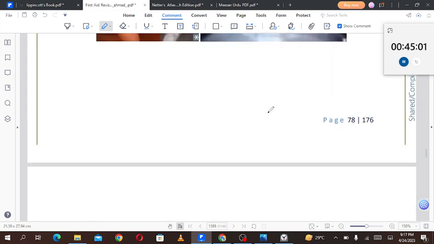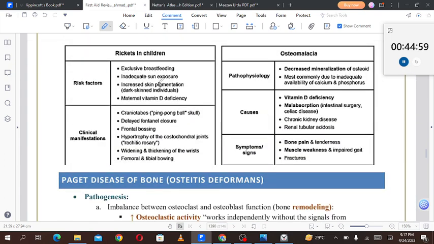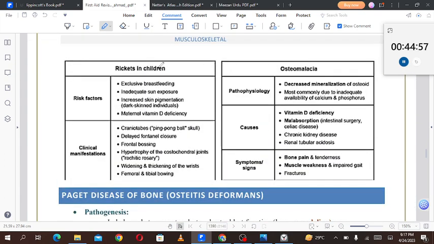Okay. Then moving forward, we'll talk about rickets in children and osteomalacia. Basically, it is the same disease with different names in adults and children. You may also say that they are the pediatric and adult counterparts of the same disease. So that is an easy way to say that.